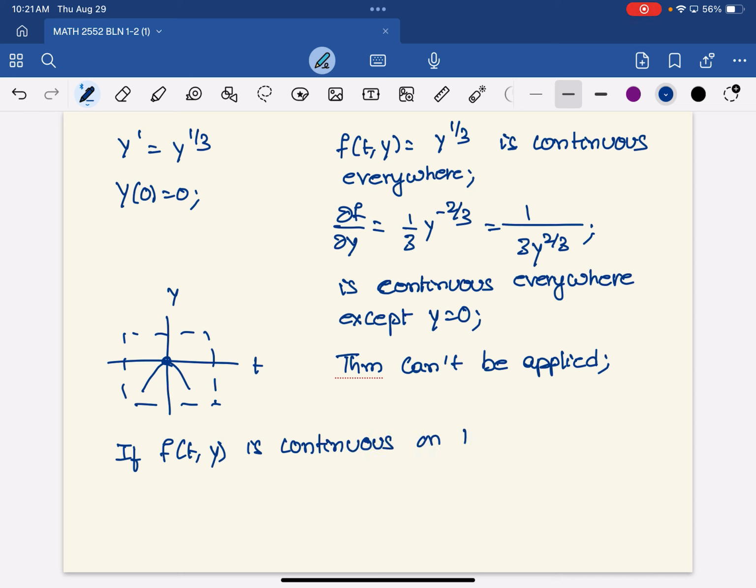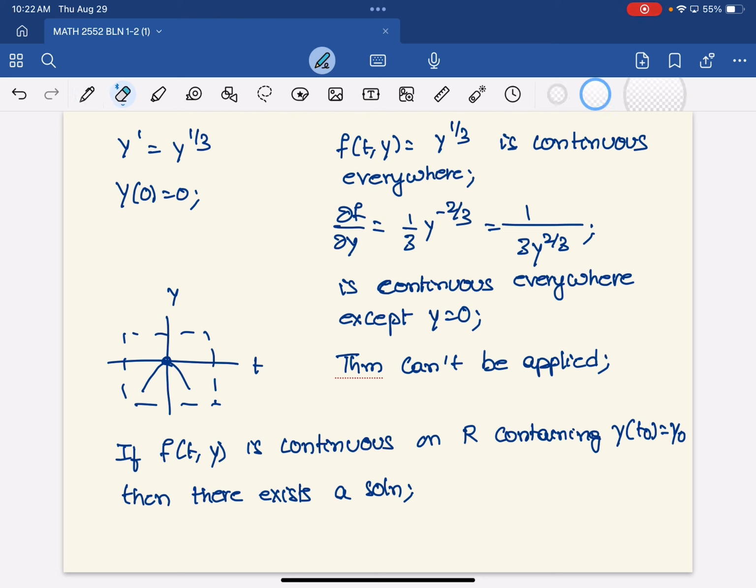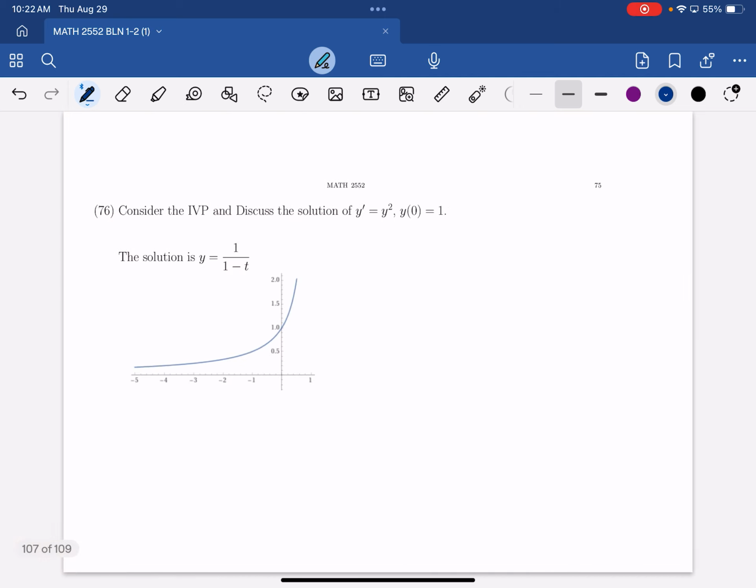a rectangle R containing the initial value y of t naught equals y naught, then there exists a solution in some interval. There exists a solution. We are not really telling how many. Is it only one? Is it two? Is it three? Is it four? We're not specifying the number, but we are saying there exists a solution, but uniqueness is not guaranteed. Are you with me on that? That's another thing.